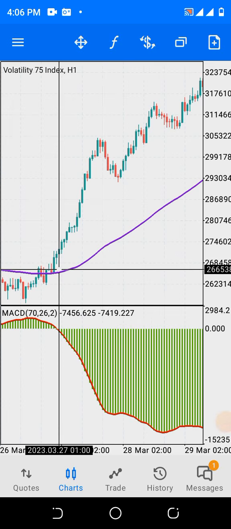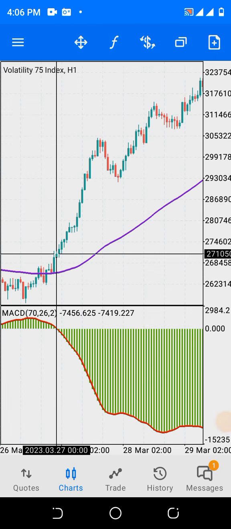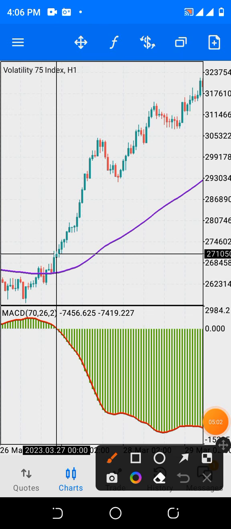Now, look at where the crossing occurs. This is the candlestick where the crossing occurs, exactly. Are you seeing it? So I want you to make your buy entry at this point, where the correction occurs. Are you seeing it? Right, this is where the correction occurs. So you make your buy entry here.